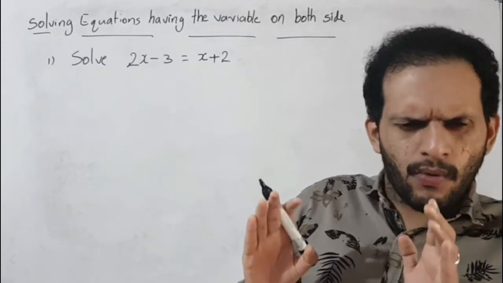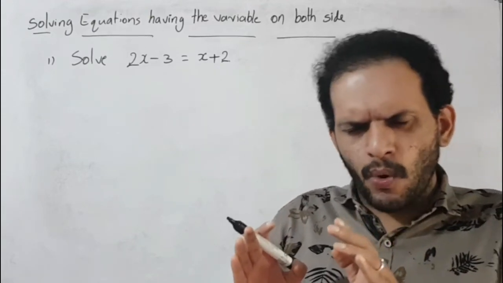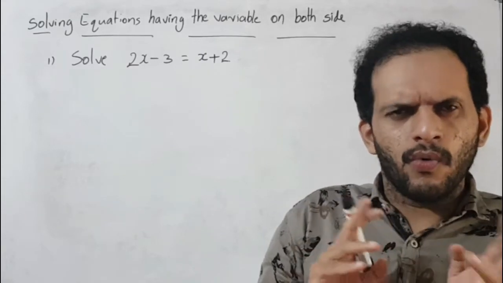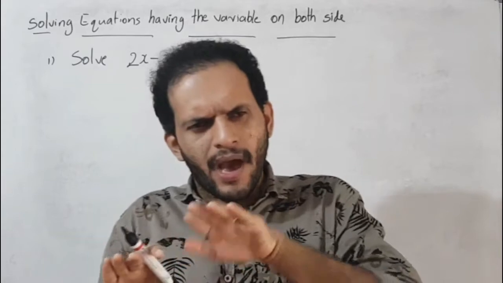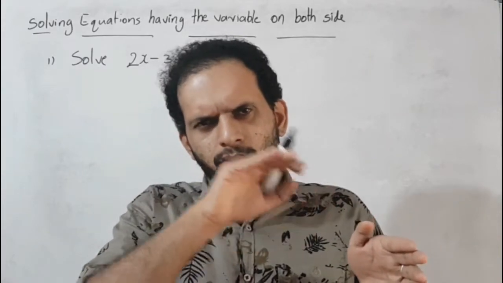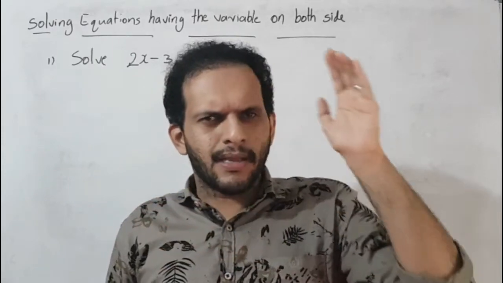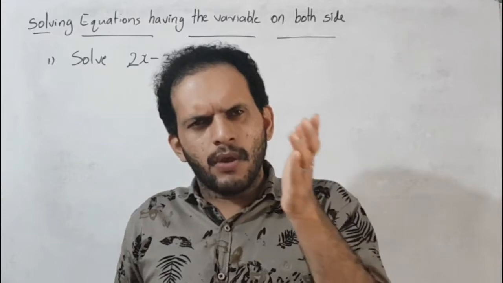What changes here? We need to transpose variables from one side to the other, and numbers also. We have two transposes here. First, we transpose variables to one side and numbers to the other side. We take all the variable-containing terms to the LHS or RHS, and all the numbers to the other side.